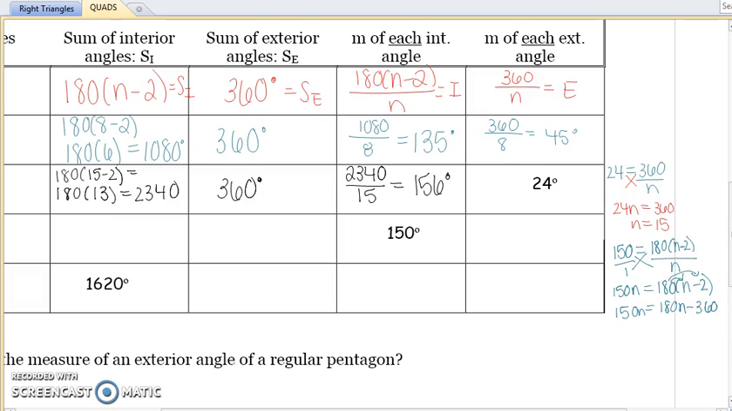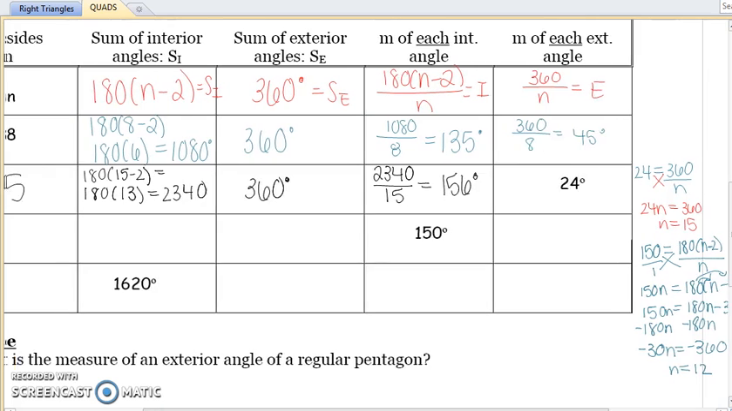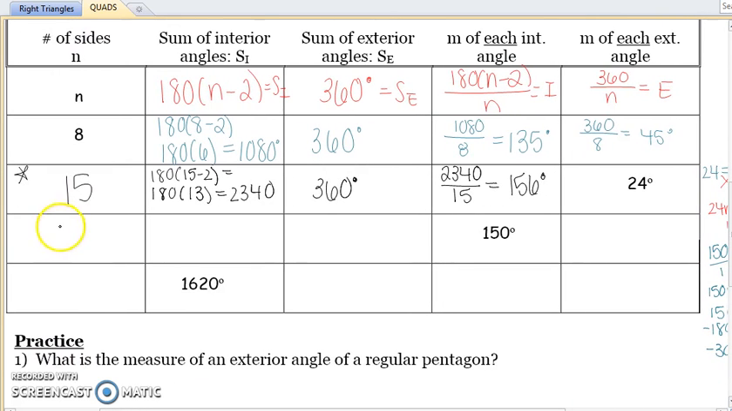Now, I'm just treating n as x. It's a variable. So I want to move my other variable terms to the same side. 150 minus 180 is negative 30n. It's equal to negative 360. So n is equal to 12. So 12, oops, we got it. 12 is our number of sides.